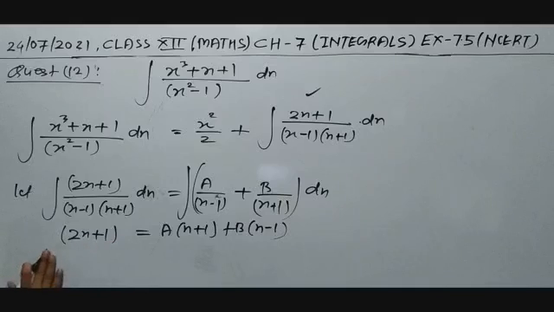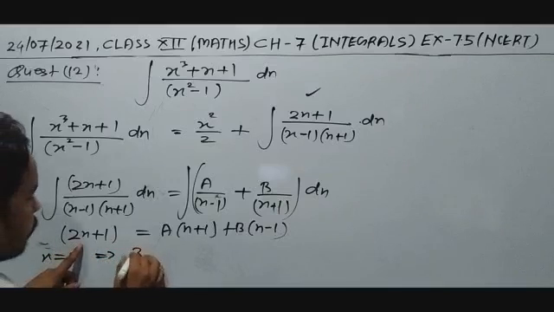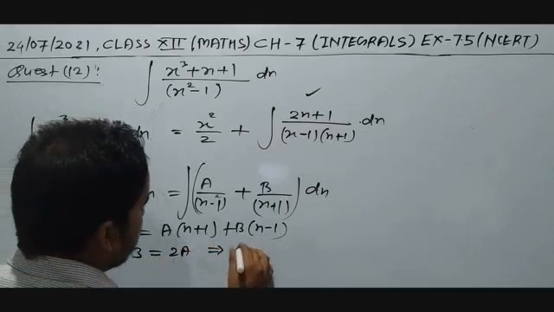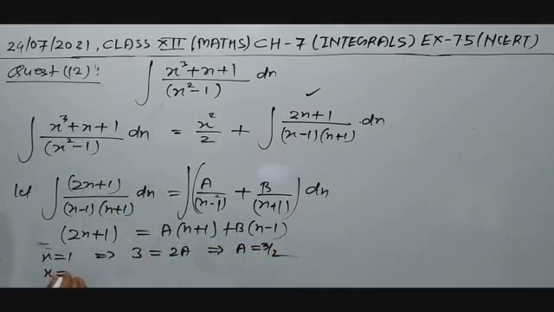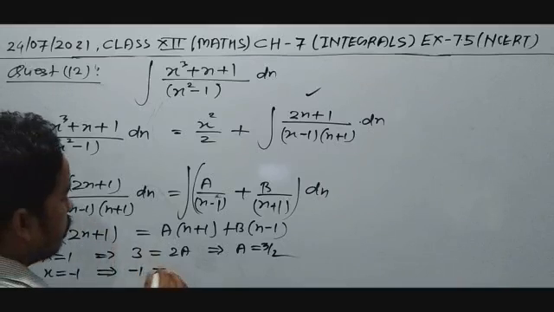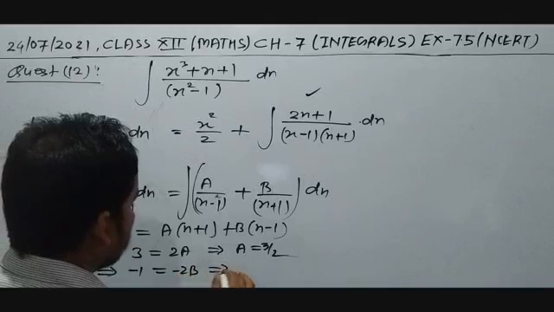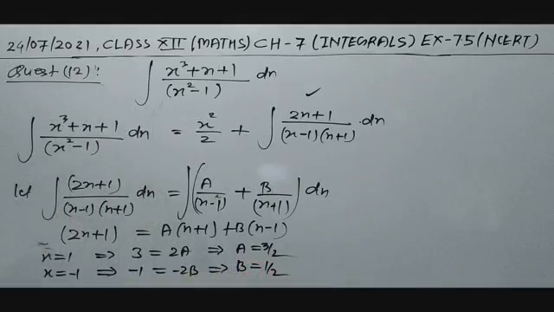Consider, let x is equal to 1. This implies the left hand side will be 3, equal to 2a, and a will be equal to 3 by 2. Now let x is equal to minus 1. So the left hand side result will be minus 1, equal to minus 2b. So b is equal to 1 by 2. So a and b I have calculated.